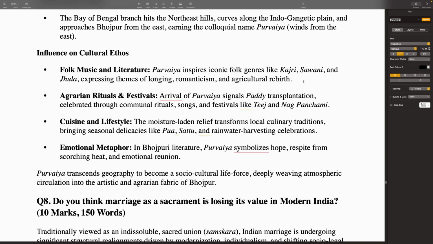Cuisine and lifestyle. The moisture-laden air transforms local culinary traditions, bringing seasonal delicacies like malpua and sattu, and rainwater harvesting celebrations. Emotional metaphor: in Bhojpuri literature, Purvaiya symbolizes hope, respite from scorching heat, and emotional reunion. Purvaiya transcends geography to become a socio-cultural life force, deeply weaving atmospheric circulation into the artistic and agrarian fabric of Bhojpur.